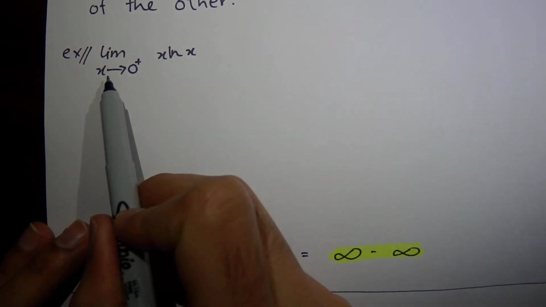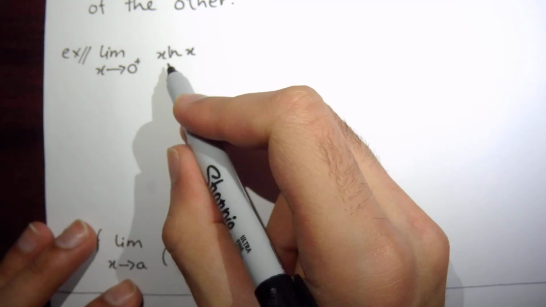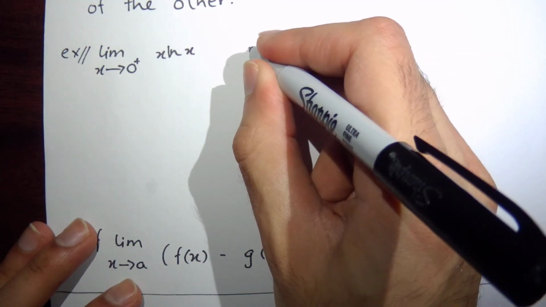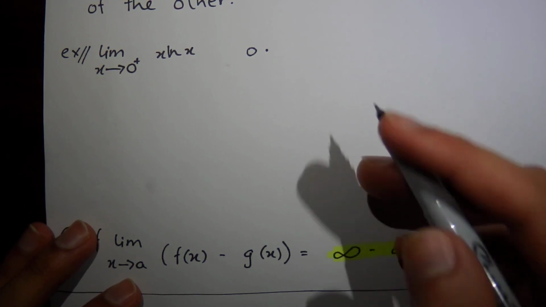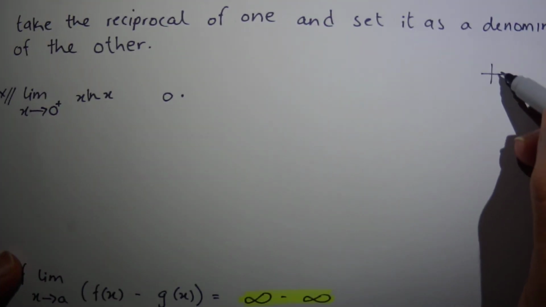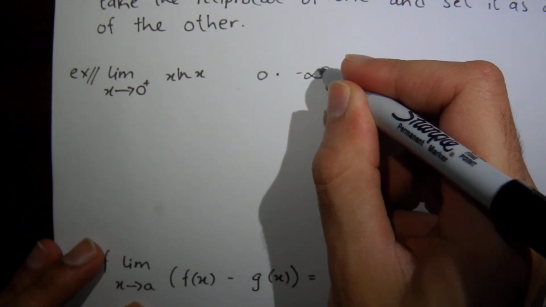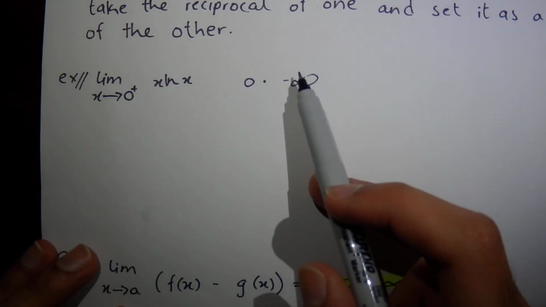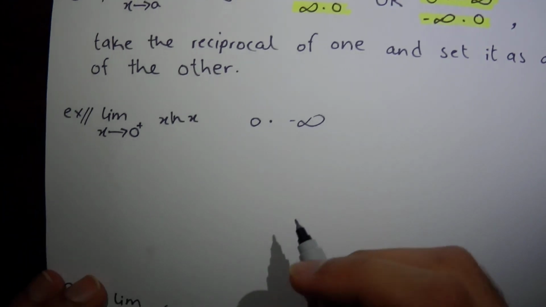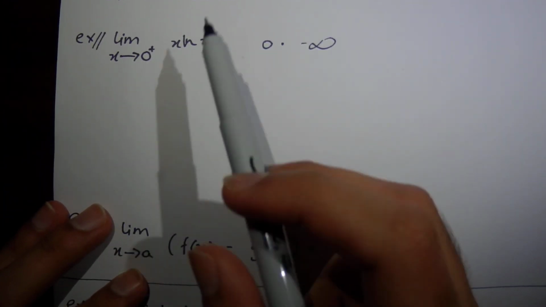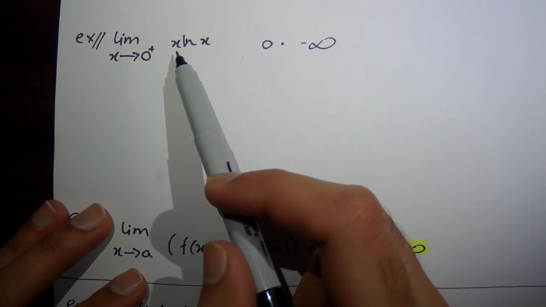So first step always, the question: limit as x approaches 0 from the right of x times ln of x. If we plug in, we get 0 multiplied by ln of x as x approaches 0 from the right. We know the graph of ln of x looks like this right here, so it's approaching negative infinity. Now this is an indeterminate form we've just discussed. So in this case, we must take the reciprocal of either x or ln of x and set it as the denominator of the other.